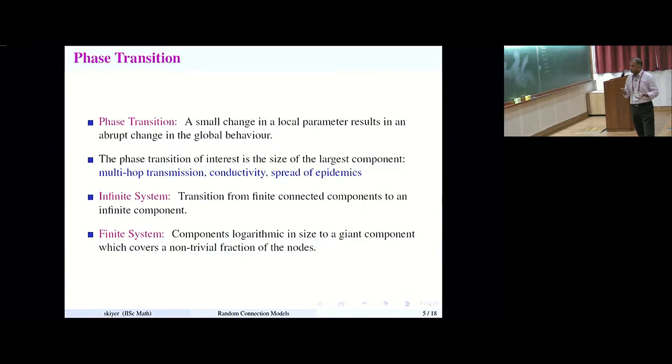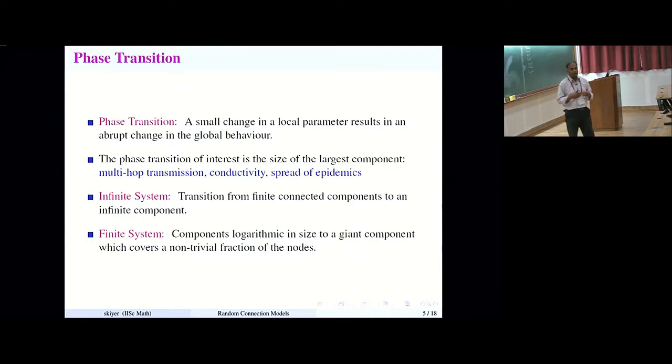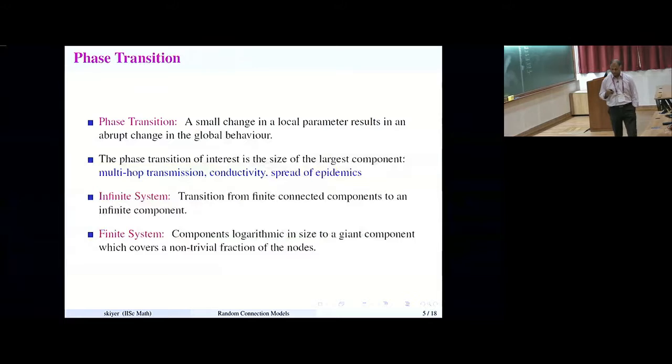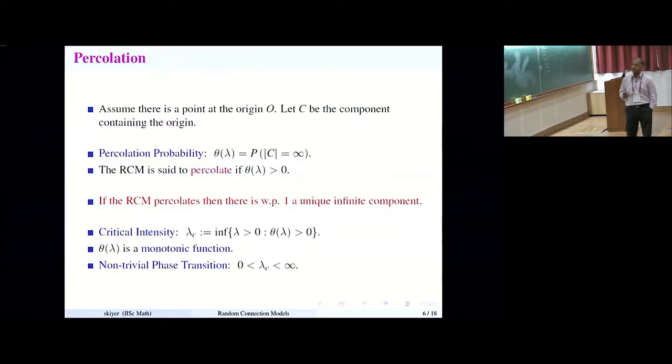In an infinite system, this would translate to an infinite connected component, and one can show that there would be a unique infinite component. Whereas in a finite system, below the threshold, you will have components which are logarithmic in size, and then when you increase the intensity of your underlying Poisson process a little bit, you will have a component which would cover a non-trivial fraction of the nodes, right? So this is the kind of phase transition that has been studied. Very quickly, some words about what happens there.